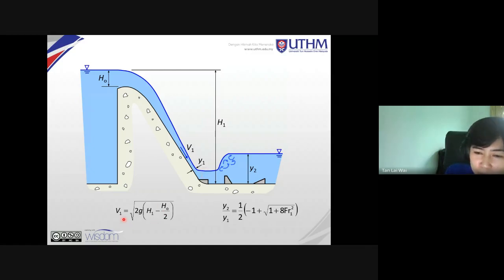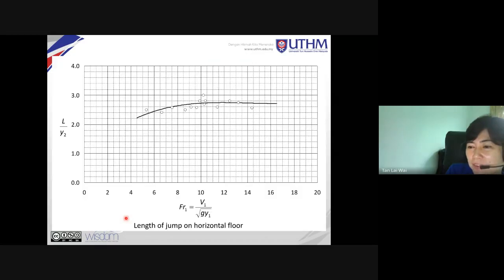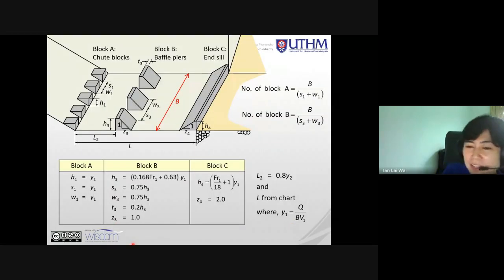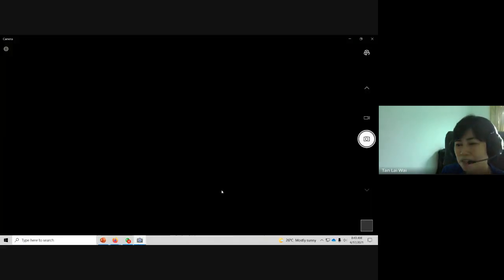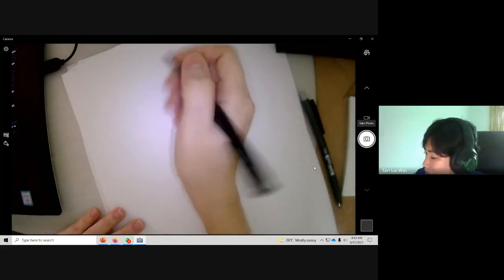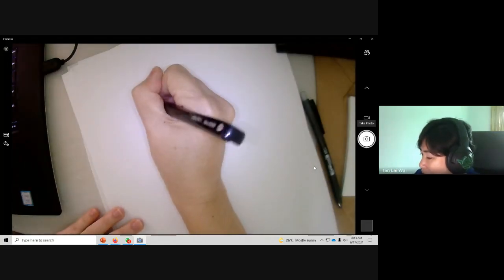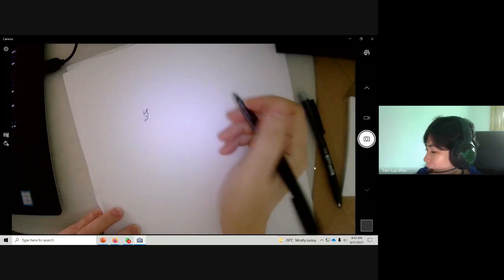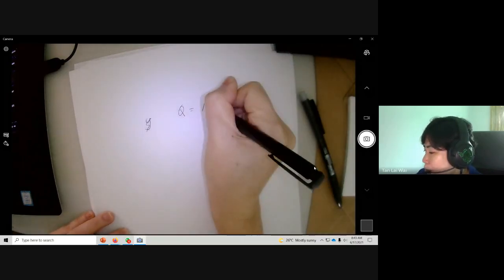Now, how are you going to get your Y1? You have this formula here. Okay, let's look at this. I hope you still remember this formula here. Okay, let's go back. You have Q equals to AV.